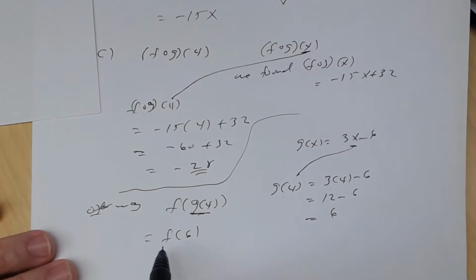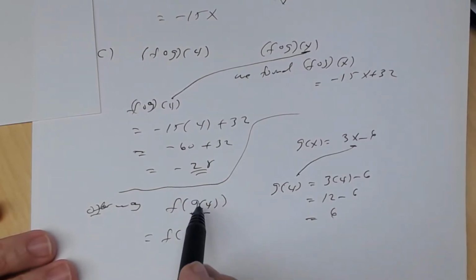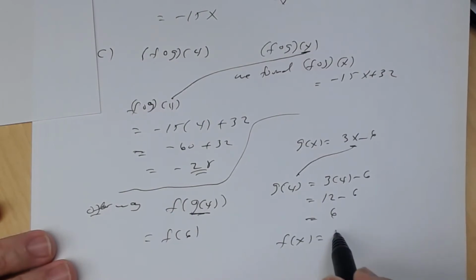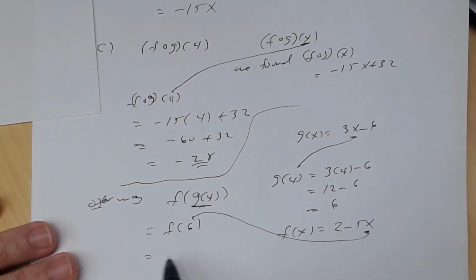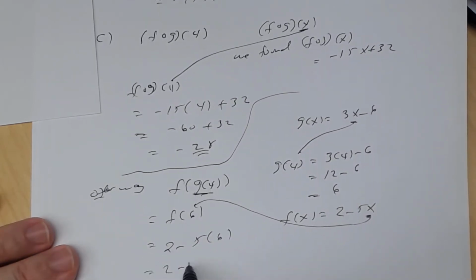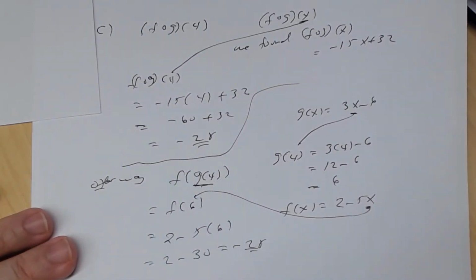Now I go to my function f, and where we see the variable x, I input 6. My input here was 4, I got this output, and now this output becomes the input for f. Remember, f of x was 2 minus 5x. Wherever we see the variable x, I substitute 6. So I get 2 minus 5 times 6, which is 2 minus 30, which is negative 28, which is what we got.